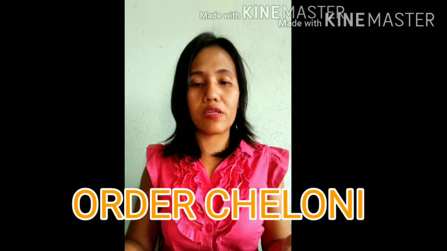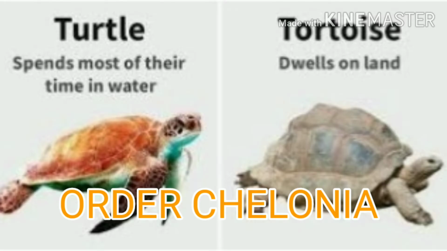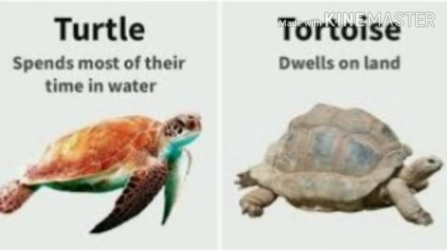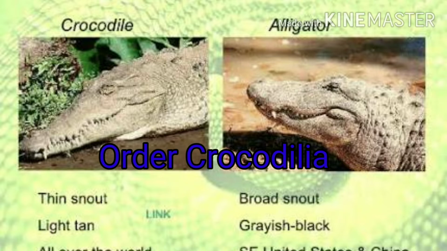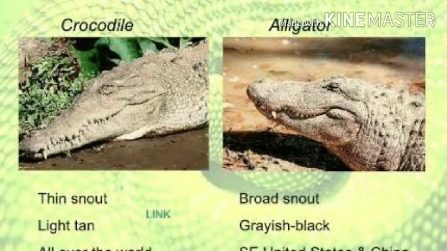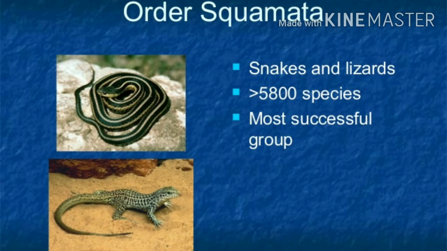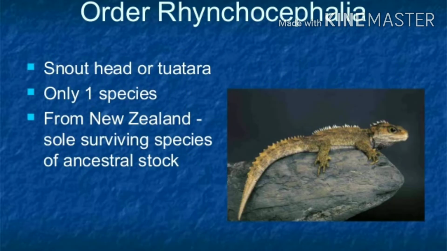First is the order Chelonia. These are the turtles and tortoises. The second is the order Crocodilia. These are the crocodiles, alligators, and caimans. The third is the order Squamata. It has 2 suborders, the first is Lacertilia, which are the lizards, and the second suborder is the serpents, which are the snakes. The last order of the reptiles is the Rhynchocephalia.